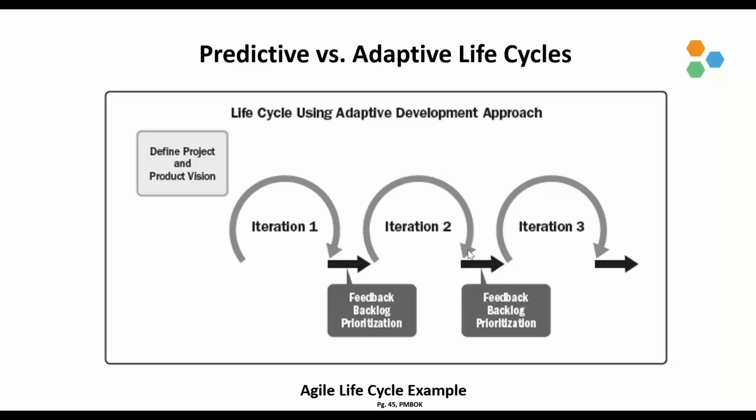And then we go into the next iteration, where we're building another increment of the product. And again, we get feedback and so on. So we're continually delivering value in an agile life cycle throughout the life of the product. Throughout the life of the project.